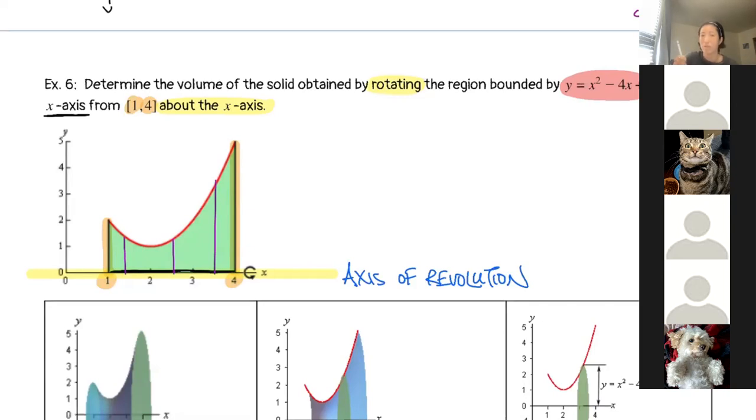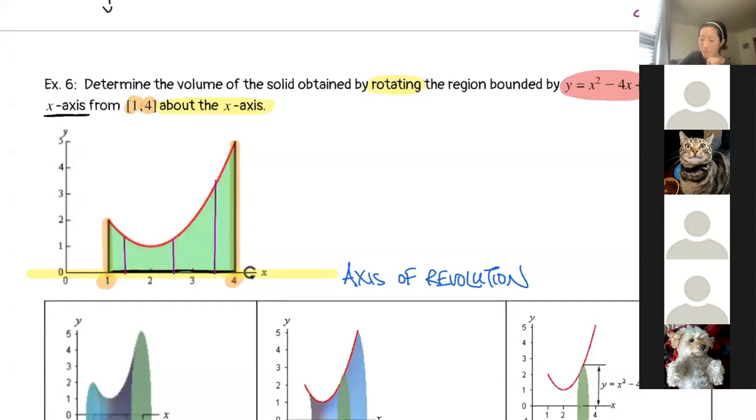And what's the other clue that we should draw these rectangles vertically? There's one more clue. So the other clue that I think is sometimes a little hidden is that the bounds they give you, if the bounds are x values, okay, and not all the time, but if the bounds are x values, that can be a good indicator that your rectangles will sort of follow along in that direction, okay?